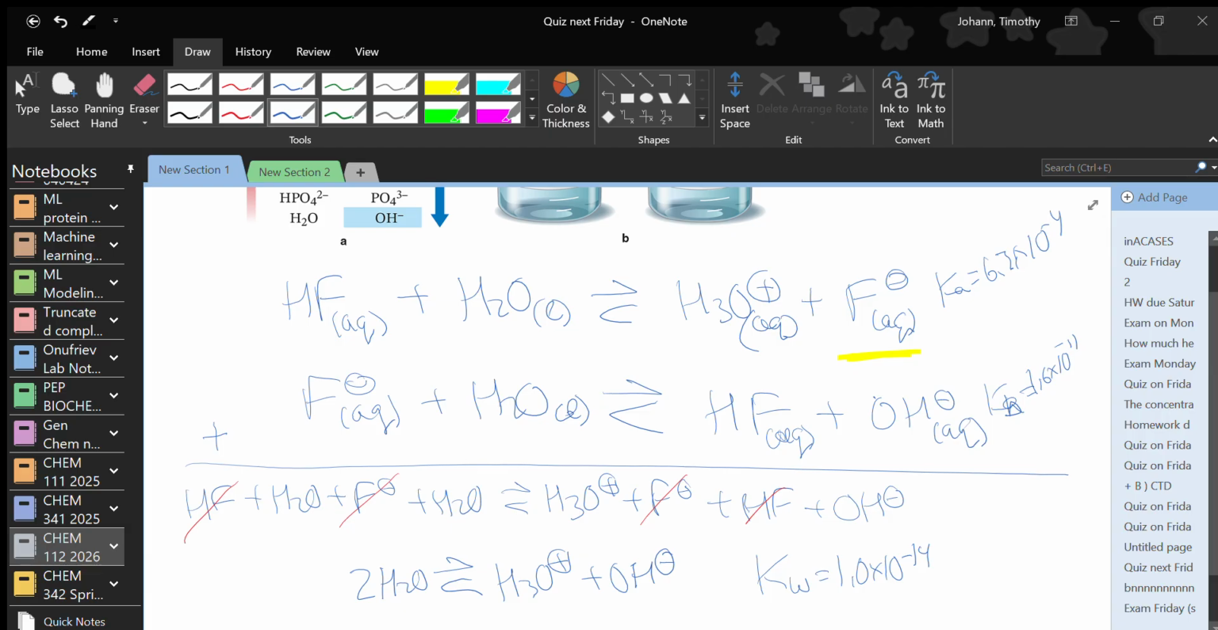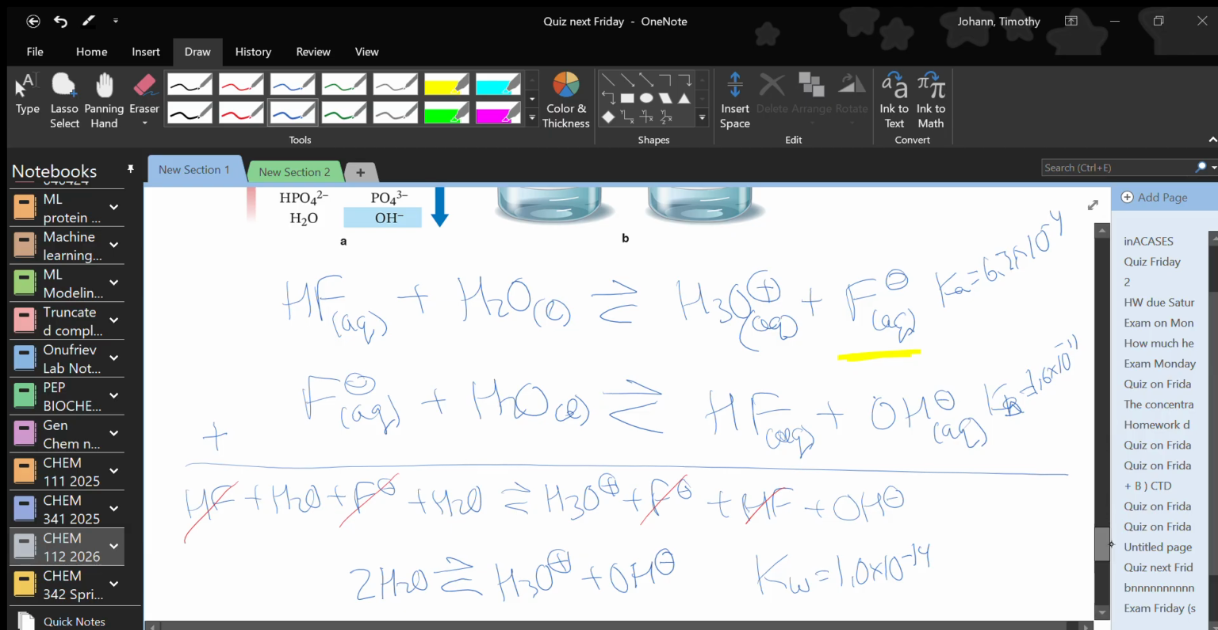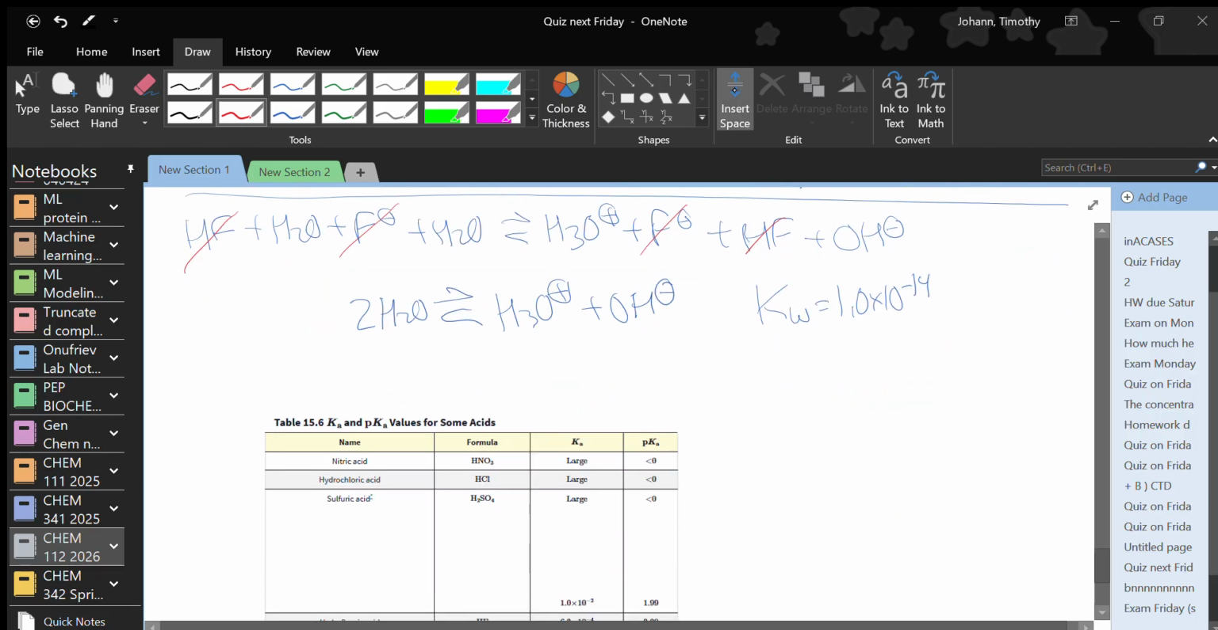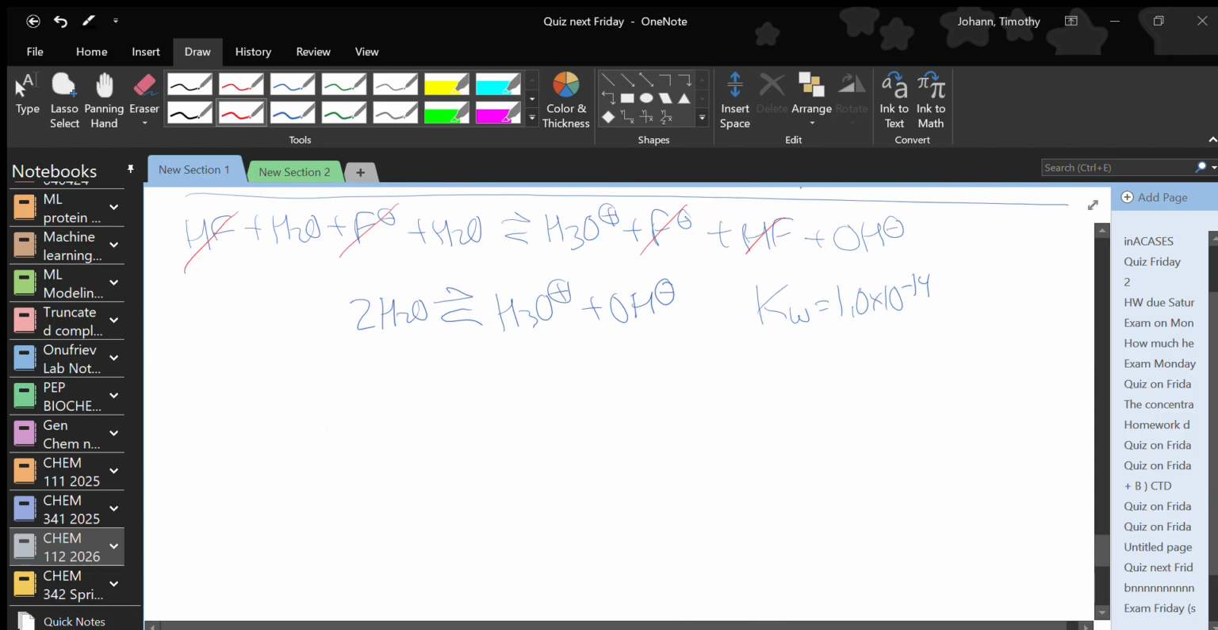Okay? So what does that tell us? This is Ka, this is Kb, right? That tells me that for a given acid, if I take the Ka for that acid, and then I take the Kb for its conjugate base, and I multiply them together, I'm going to get Kw. Okay? Questions?